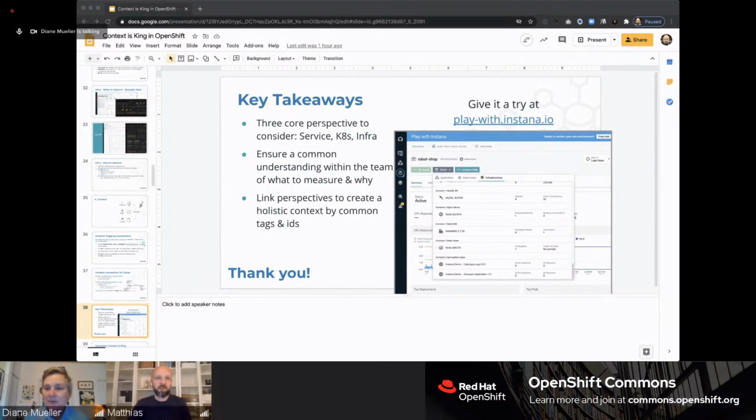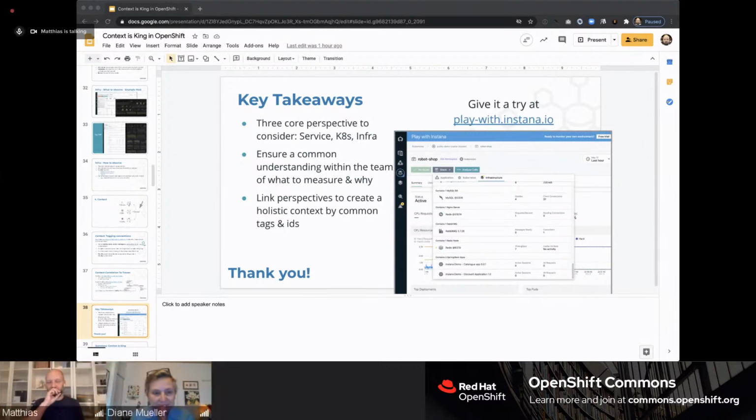Right. Yeah. So maybe a couple of words. Can you see my screen? I can indeed. All right. So a couple of words on the operator.